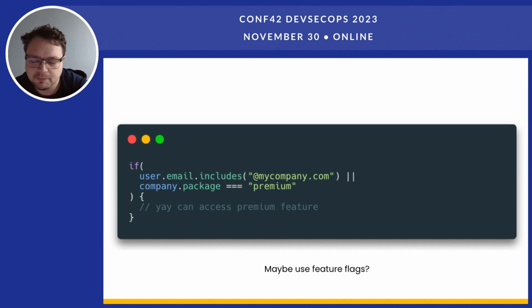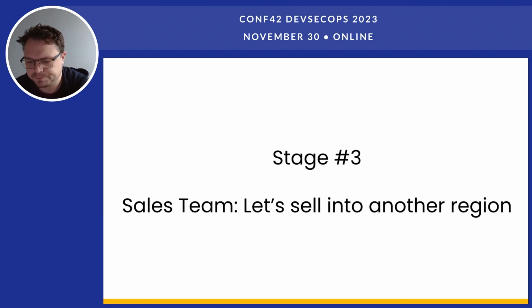Either they're an admin or they have the premium package. And this is kind of your first step of differentiating and evolving your authorization logic to different user roles. And maybe you can use a feature flagging system for this. That is certainly one way of doing it. Great. Now let's go and scale up.